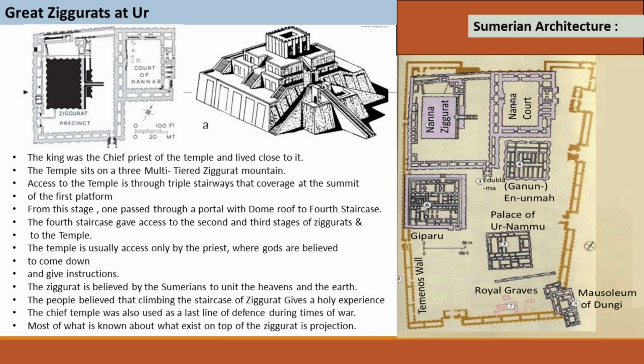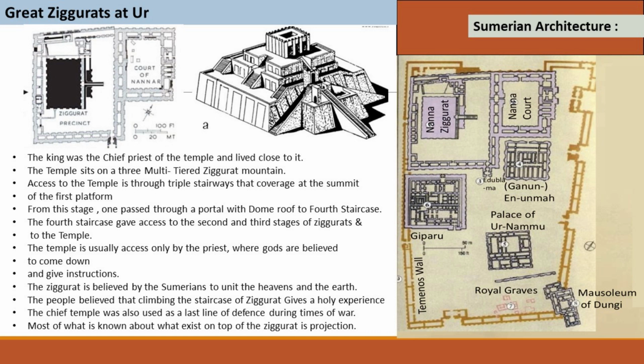The temple sits on the three multi-tiered ziggurat mountain. You can see there are 3 levels, and access to the temple is through a triple staircase that converges at the summit of the first platform. From the first stage, one passed through a portal of the dome roof, the fourth staircase. The fourth staircase gave access to the second and third stages of the ziggurat and to the temple. The temple is usually accessed only by the priests, where gods are believed to come down and give instructions.